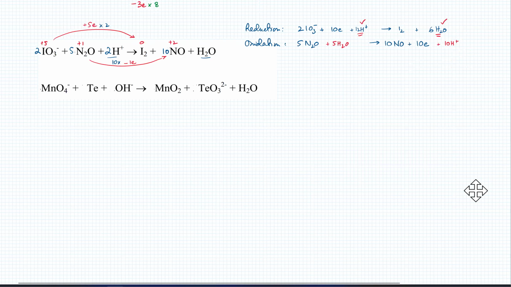Okay, I'm going to try and balance this equation. Then I'm going to try and make half equations out of it as well. So this one, MnO4 minus 1. Let's try and do this. MnO4 minus 1.